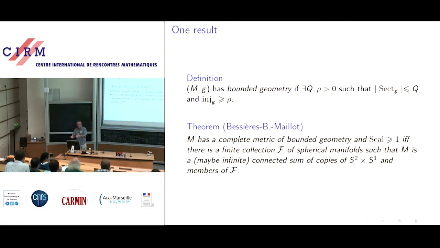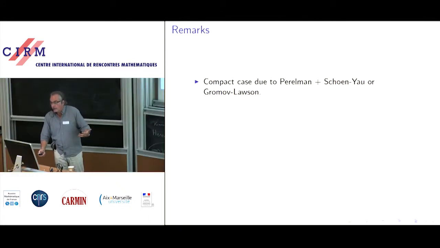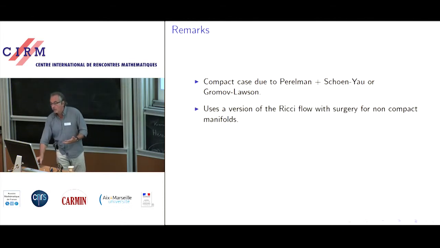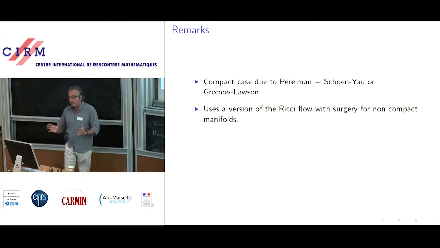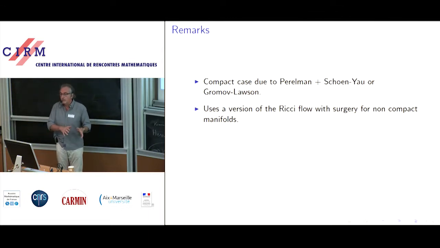Okay, so there is one direction which is quite clear thanks to these works, and the converse is Ricci flow. So in the compact case, this is Perelman's proof of the Poincaré conjecture. And so what we had to do to prove the theorem is nothing else than reading Perelman and extending the flow with surgery to non-compact manifolds. It's a bit tricky though.